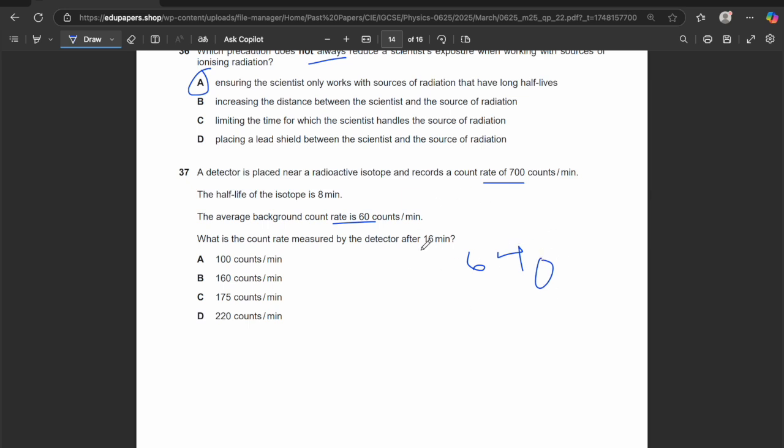And after 16 minutes means that will be 2 half-lives, right? 8 minutes and 8 minutes, so that will be 2 half-lives. So we divide by 2 two times, so that is 320. 320 divided by 2 is 160. You also have to consider the background count rate, because it wants the count measured by a detector. It's not solely due to the source, so we have to add that again, and we get D.